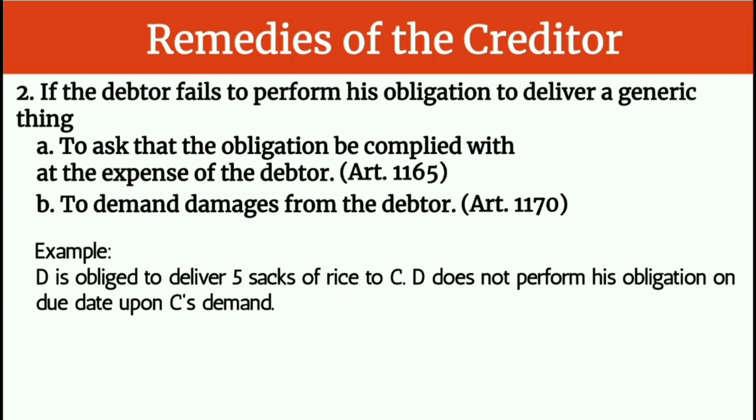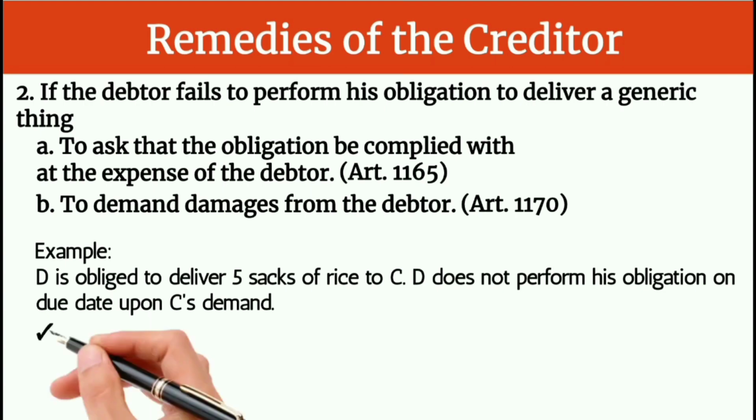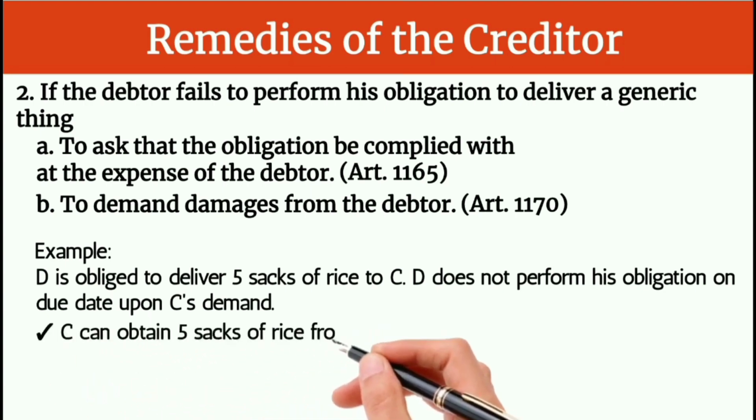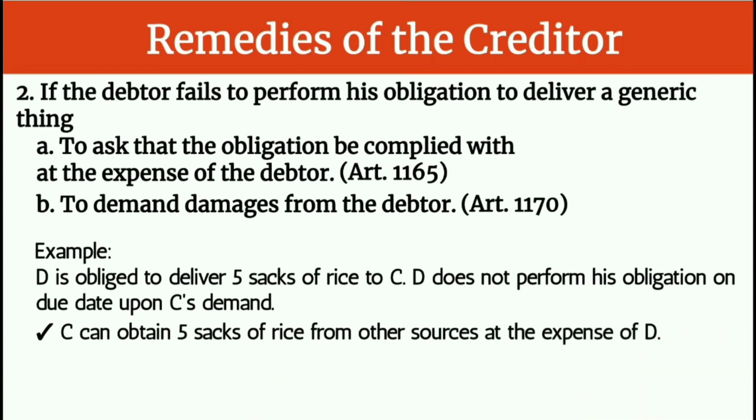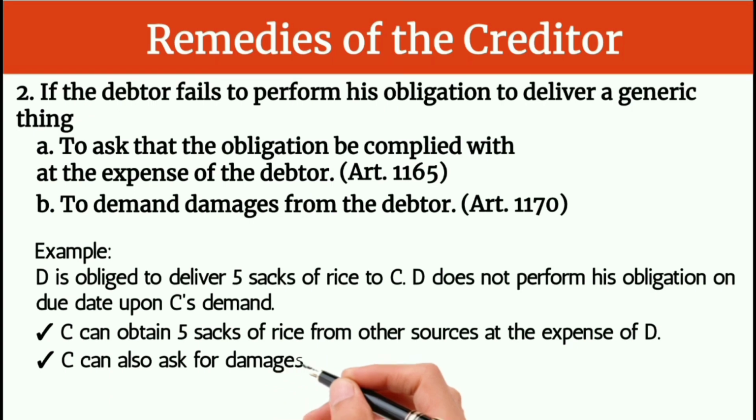So it is clear that the debtor fails to perform his obligation to deliver a generic thing. In this case, C can obtain 5 sacks of rice from other sources at the expense of D. Pwedeng gawin yan ni creditor kasi nga yung generic thing pwede yang i-replace. Pwedeng bumili ng 5 sacks of rice from other sources si creditor or si C, pero gastos ni D. Aside from that, C can also ask for damages from D.